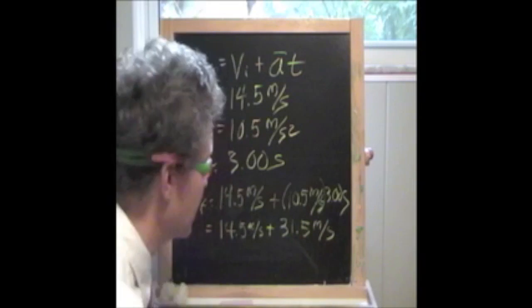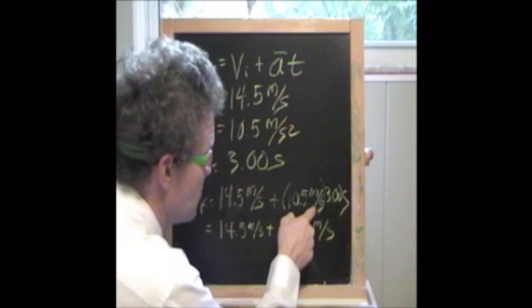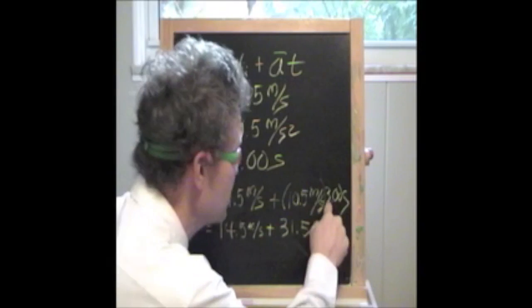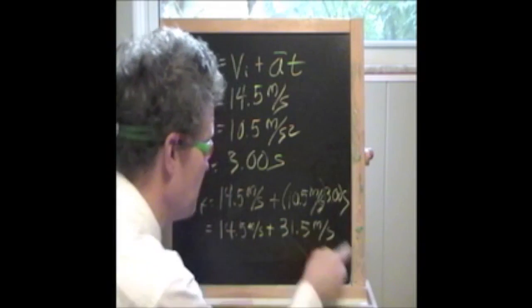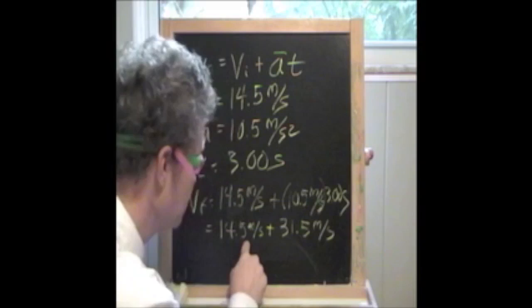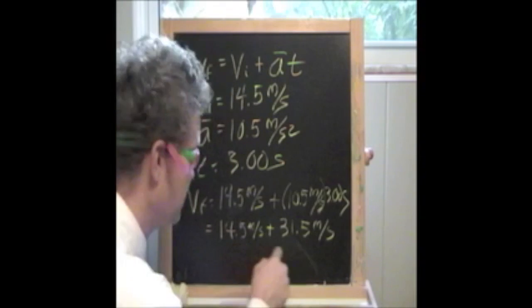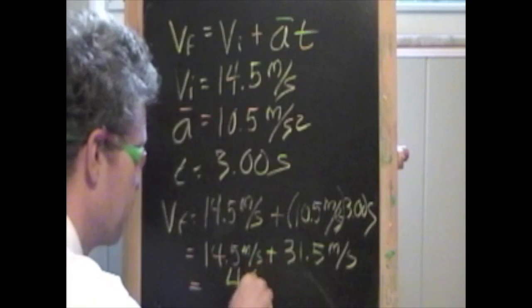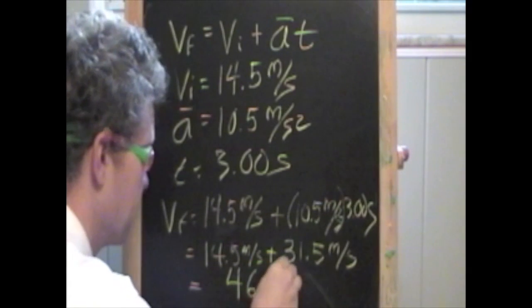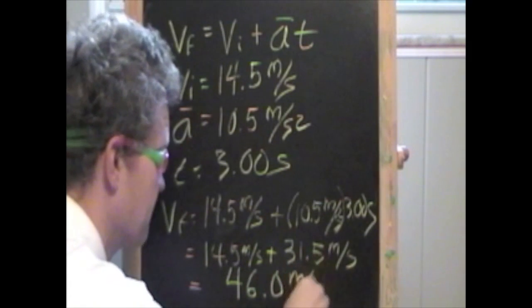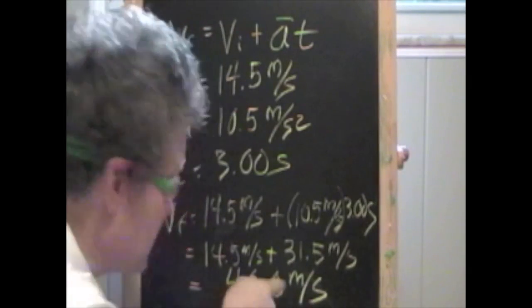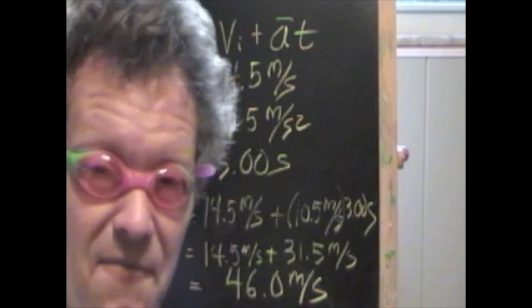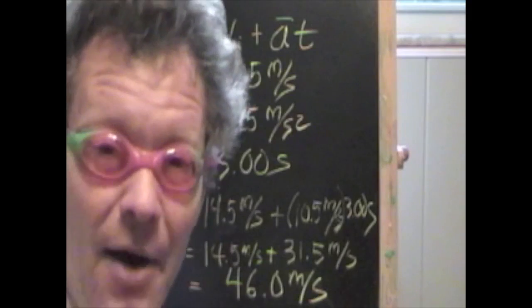Why meters per second? Because meters per second squared times 3 seconds, the seconds cancel out, leaving meters per second. A velocity plus a velocity: initial plus added from acceleration. And our answer is 46.0 meters per second. That's really fast. That's over 100 miles per hour.